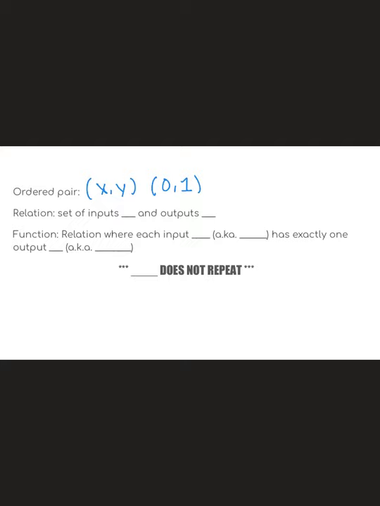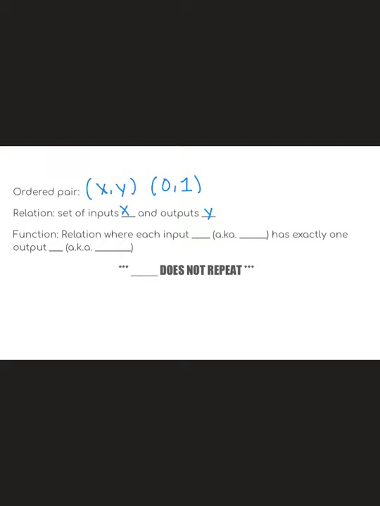A relation is a set of inputs. The inputs are X and outputs are Y's. They're related to each other. It's sets of ordered pairs that are somehow related to one another. So they've got X's and Y's. It's a whole set of ordered pairs, and that's as simple as that for a relation.